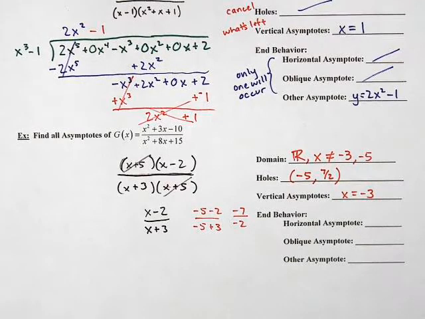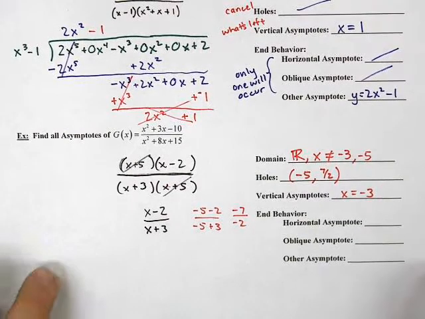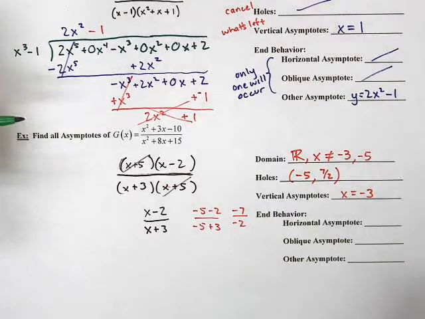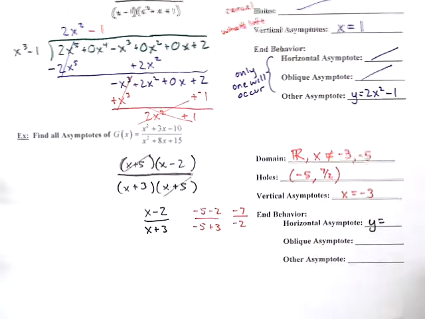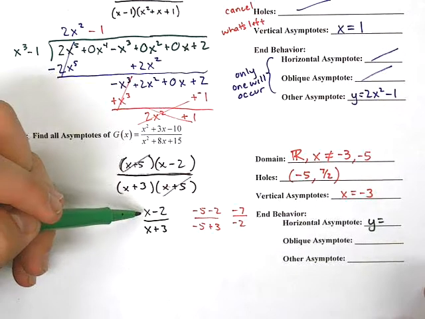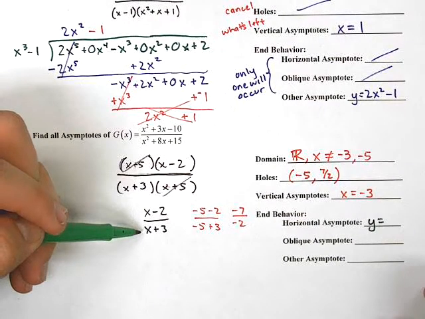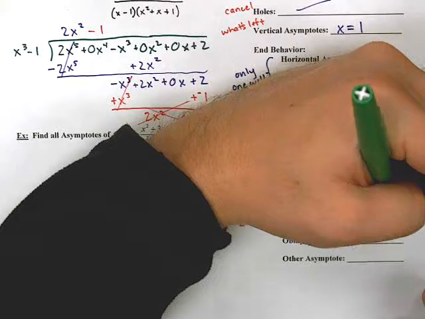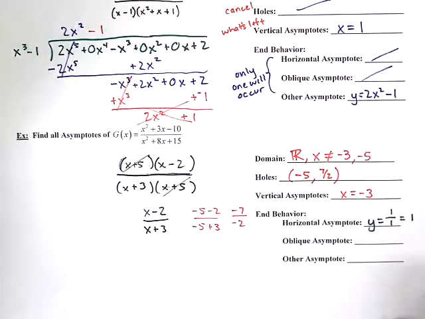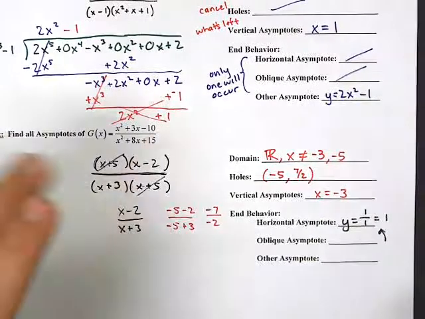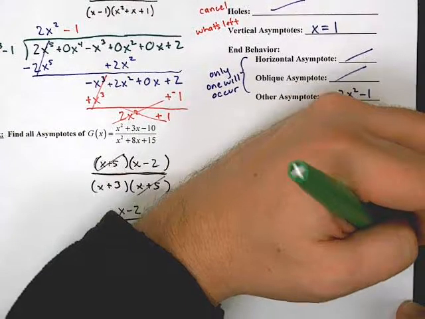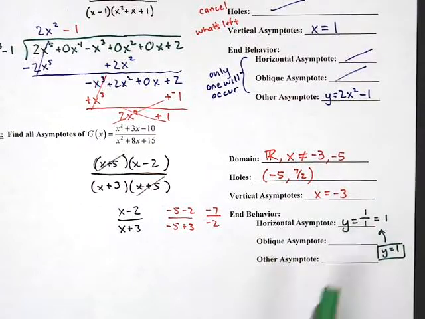It's going to be a horizontal asymptote, and it's going to be at the ratio of the leading coefficients. So y equals, well, leading coefficient of 1, leading coefficient of 1, 1 over 1 equals 1. So if we really wanted to say it in just one nice little line, we would say y equals 1. I just wanted to show a little bit of my work.